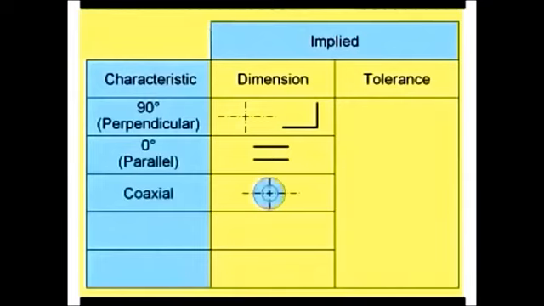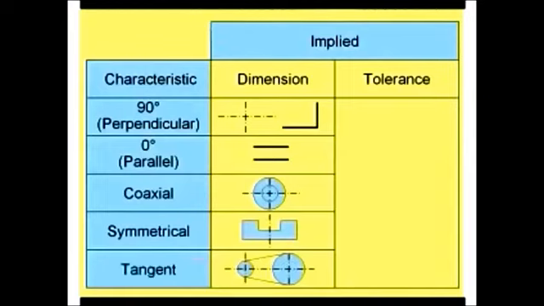Also, when features are shown on the same center line on the drawing, it's implied that the goal is that these features be coaxial. And the same is true for symmetrical. And if I have a line tangent to a circle, I don't have to say anything about it on the drawing. It's implied to be tangent. And the list goes on. So there are many things dimension-wise that are implied, so we don't have to put a lot of extra dimensions and notes on the drawing.